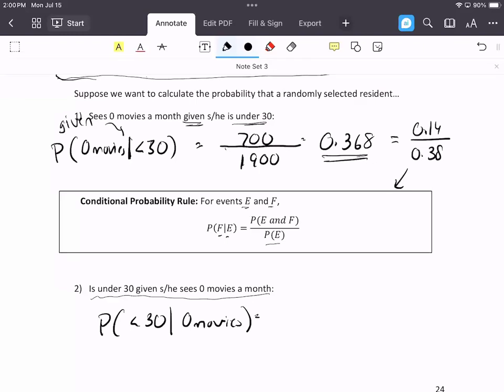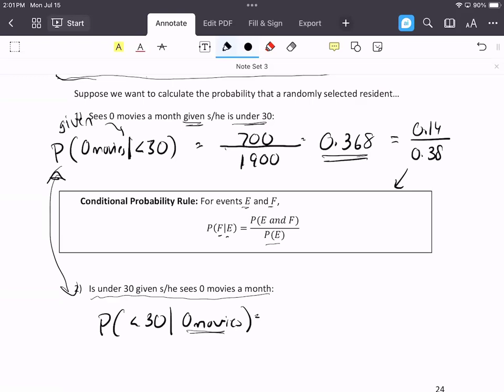So I started with the probability of under 30 given sees 0 movies. You notice these two are not the same. They're not written the same way because our condition has changed. It's kind of lame, but it's like I ate tuna fish versus tuna fish ate me. There's reversing, and one way I'm having a nice tuna sandwich, the other way I'm getting devoured by a tuna fish. Very different.